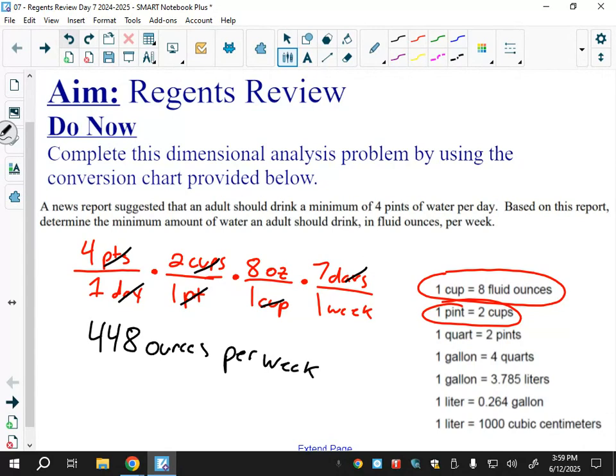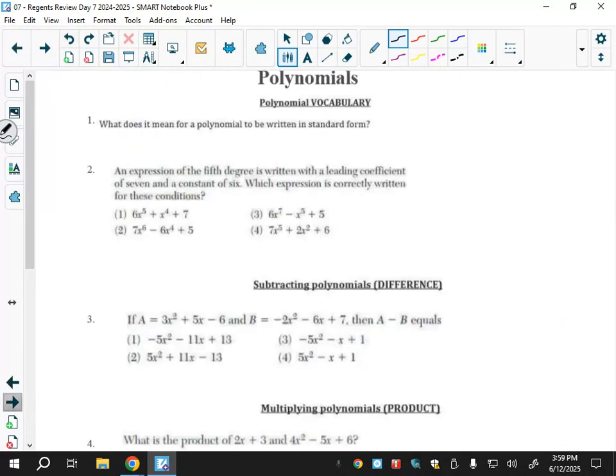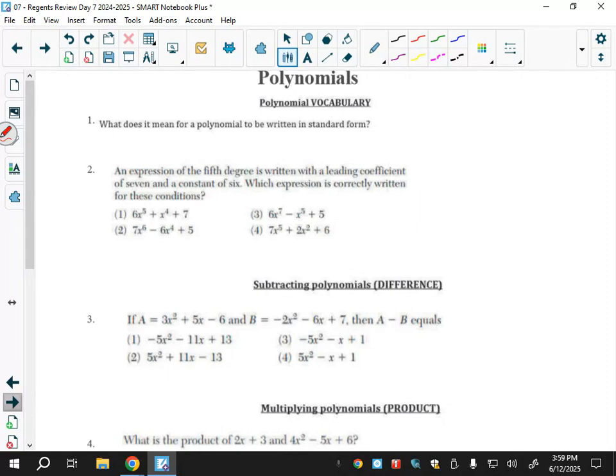On the Regents exam, these are typically multiple choice questions, but nice to go over and do one all the way out too. Okay. Today we're going to start looking back at our polynomials. So some things we want to remember is that standard form, we're always writing our answers in standard form, which means we're writing the term with the highest degree first, down to the lowest degree.